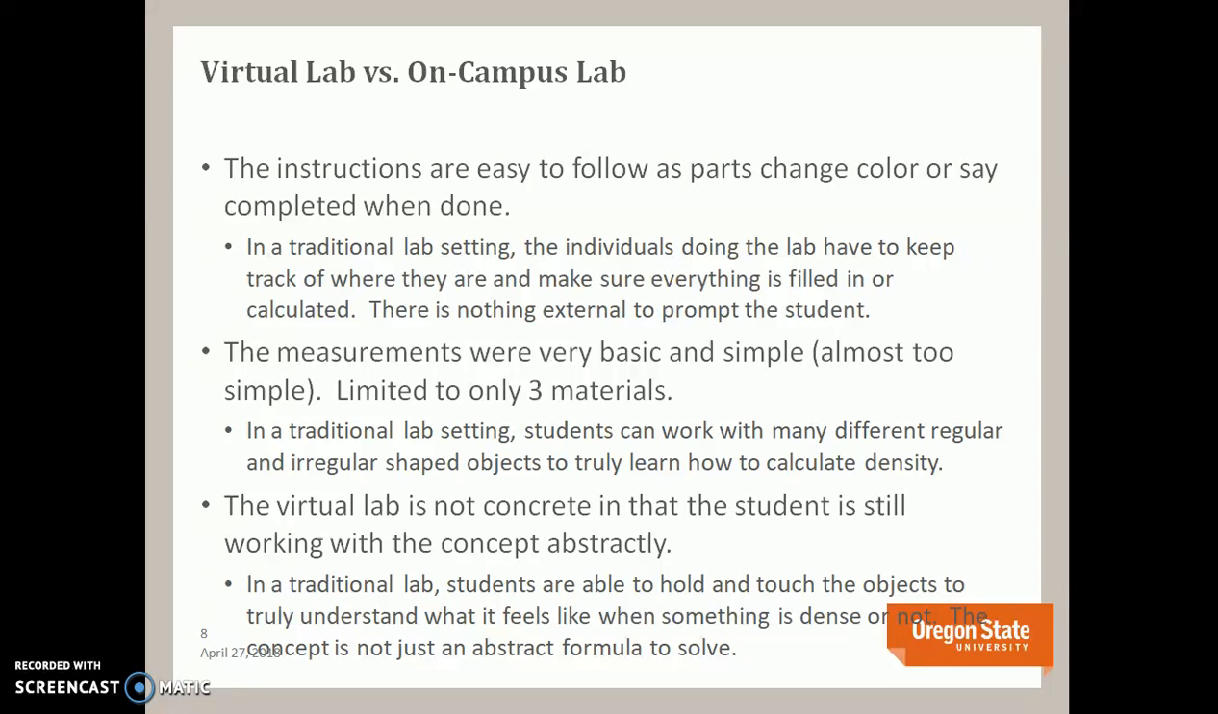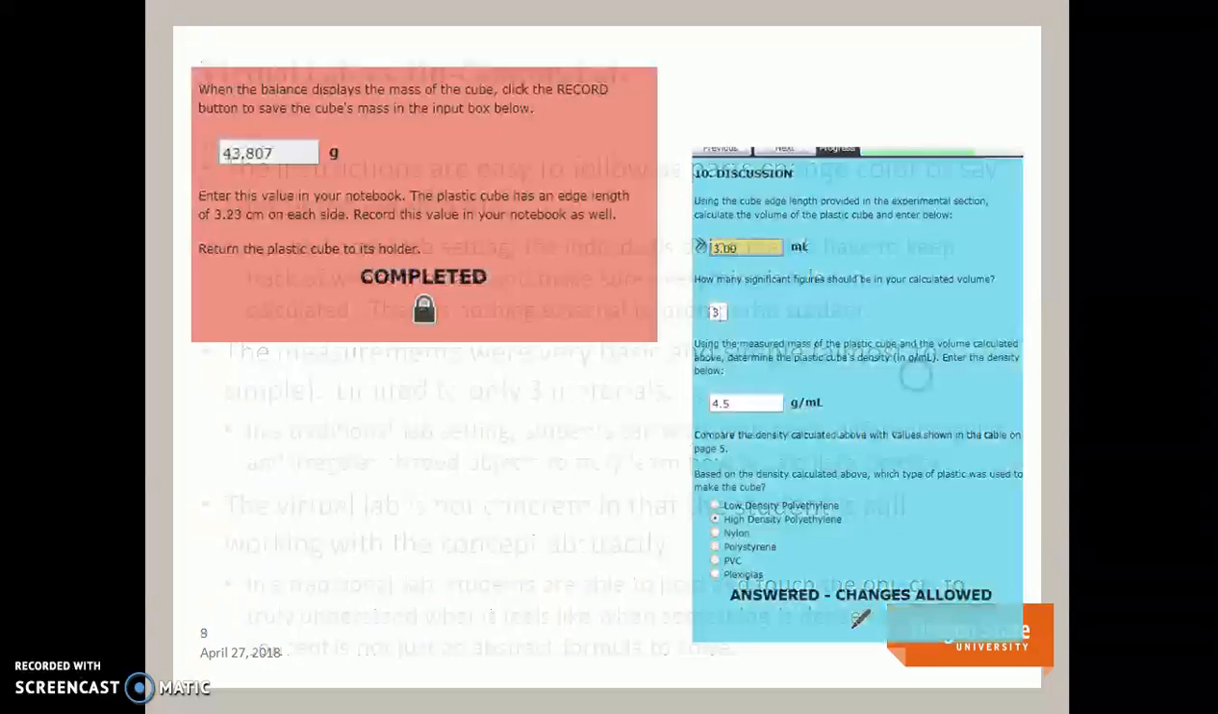The measurements are, again, very basic and simple, and almost too simple. You're only working with 3 materials, and those 3 materials, again, are really abstract. You might not even know what they are. Whereas in a traditional lab setting, you might work with a whole bunch of different things: irregular shaped objects, regular shaped objects. In this virtual lab, you did not work with any irregular shaped objects at all. You were able to calculate the volume by the dimensions that they gave you, or they just flat out told you what the volume was. So again, you miss out on those concrete examples. It's still just very abstract.